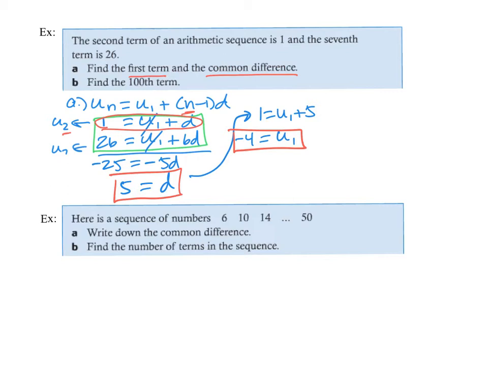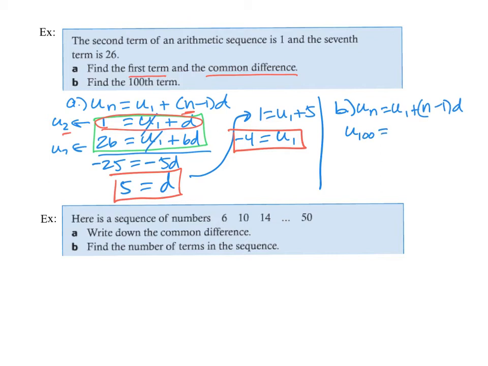So that takes care of letter A. So now let's move on to letter B, which says find the 100th term. So let's use that equation for the nth term. u sub n equals u sub 1 plus n minus 1 times d. So to find that 100th term, that would be u sub 100.